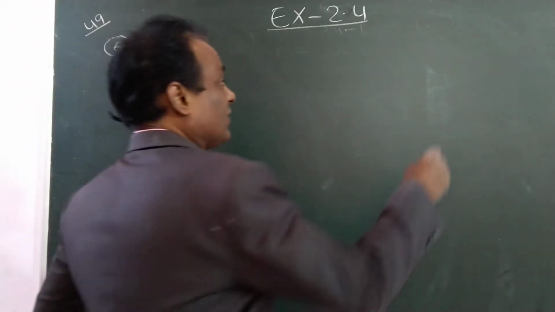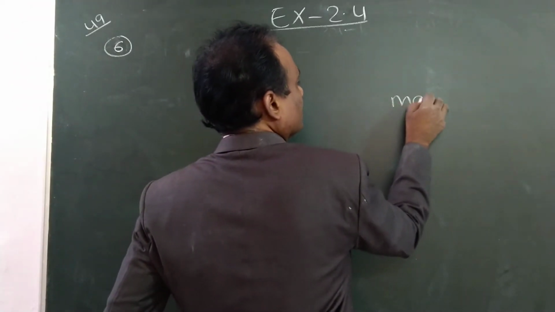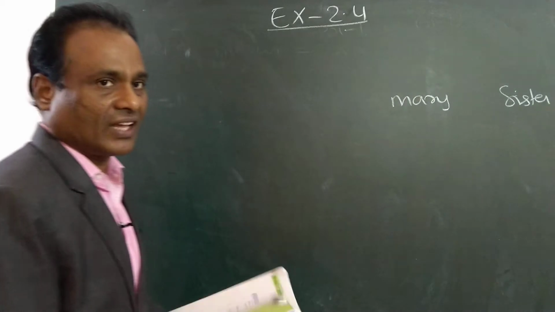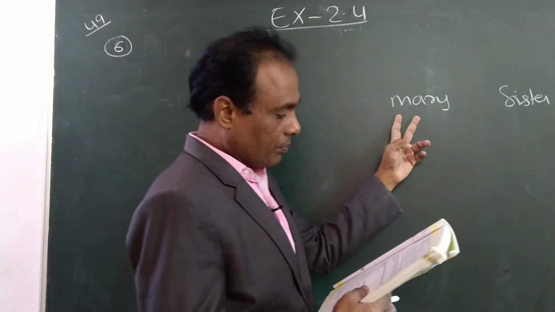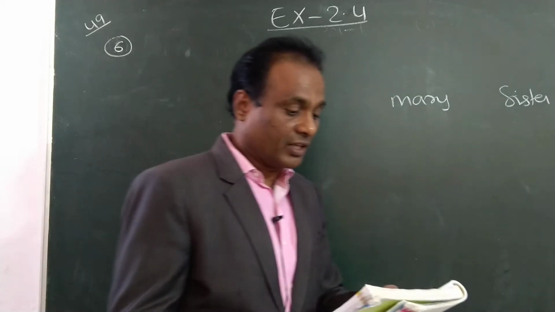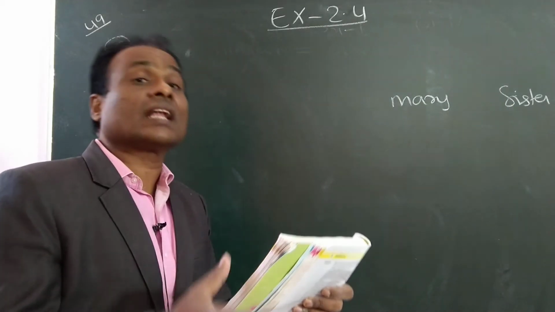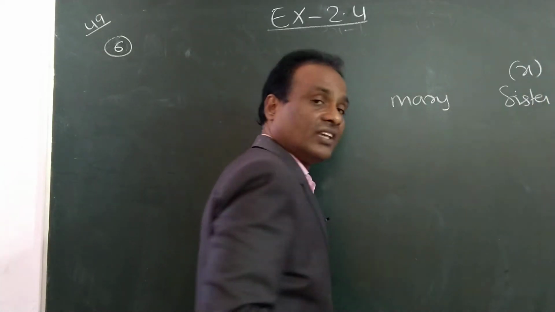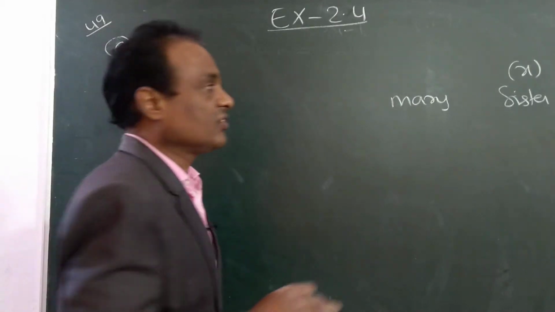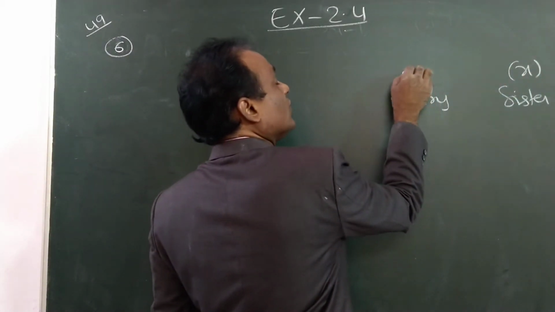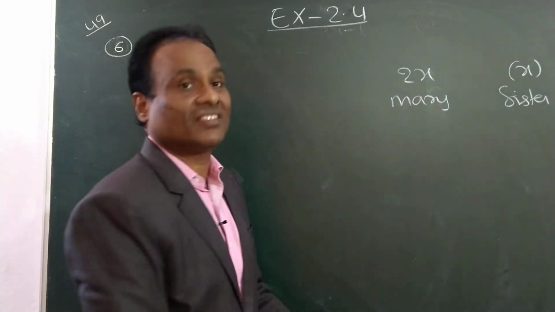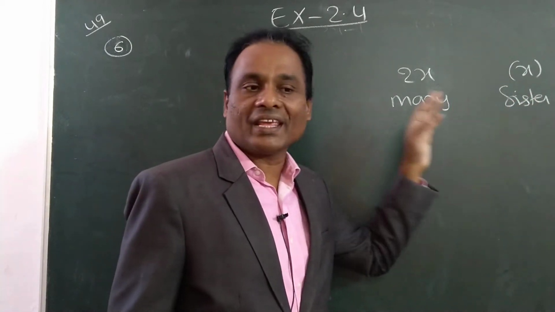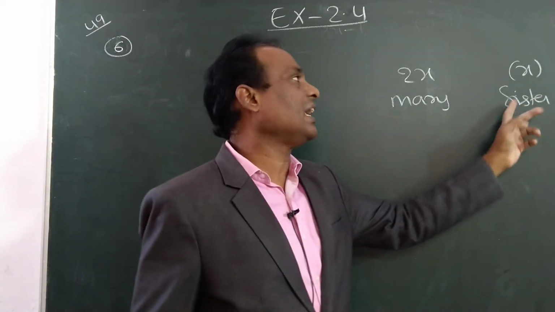Mary and her sister. Both, two persons are there. Mary is one person and her sister is the second person. Mary is twice older than her sister. Let the sister's age be x. Suppose the sister's age is x, then Mary's age will be twice, 2x. We don't know either age.